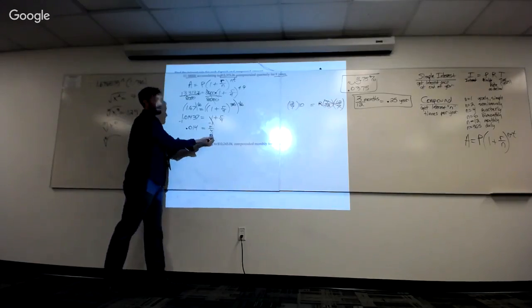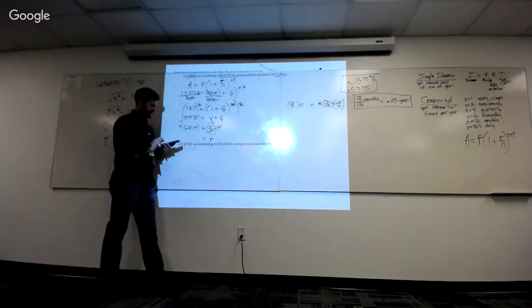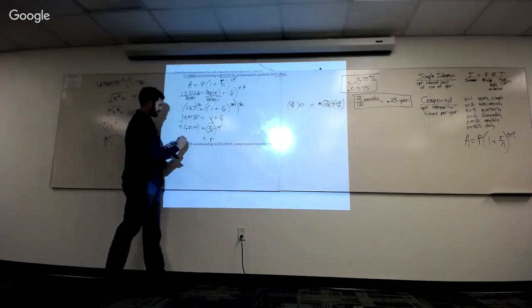Now, r is being divided by 4, so you multiply by 4. And this cancels that last 4. R is equal to, now times 4 on your calculator, all the decimals of accuracy, 0.05749999904.